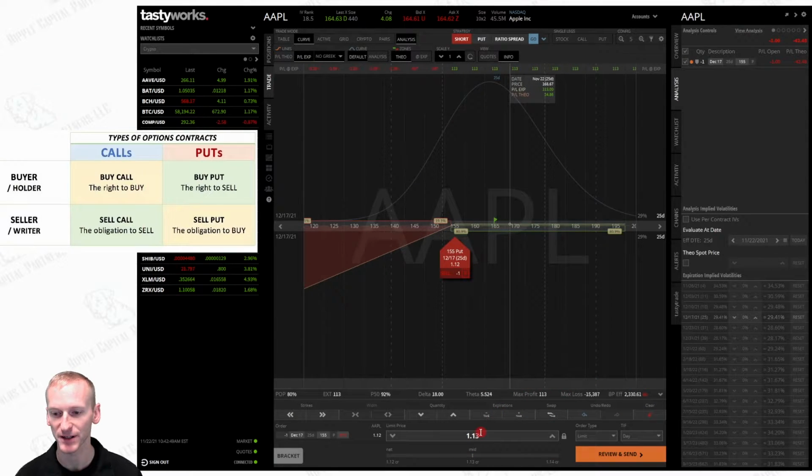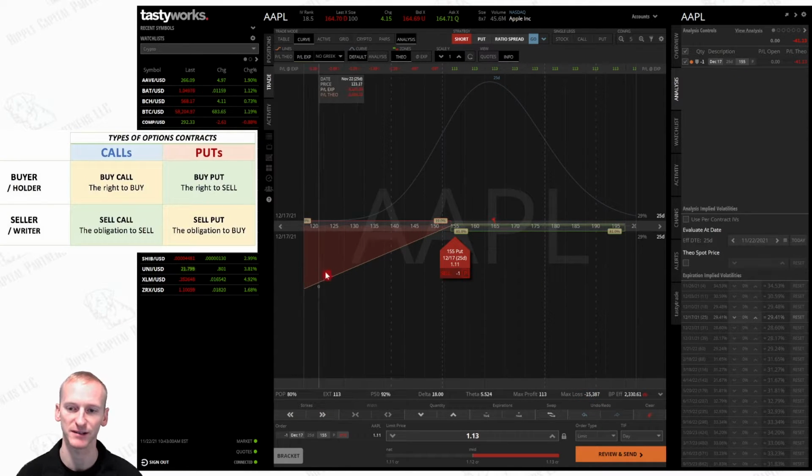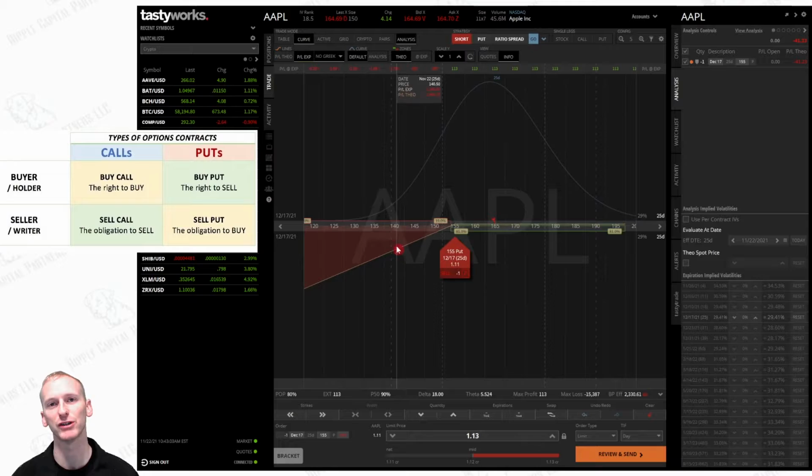So my max profit is $113, but each day that passes, I'm now collecting a premium of $5.52 in the form of theta decay. The most I can lose is $15,387 if the price of the stock goes to zero. And that's where we usually cap our loss with a defined risk credit spread.